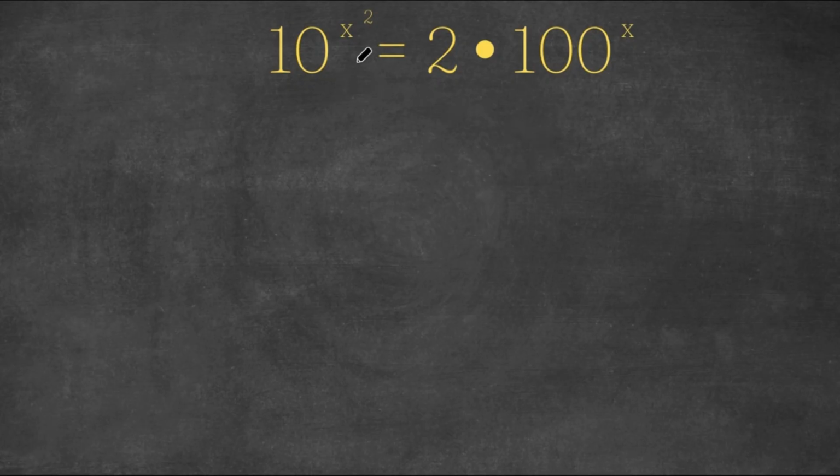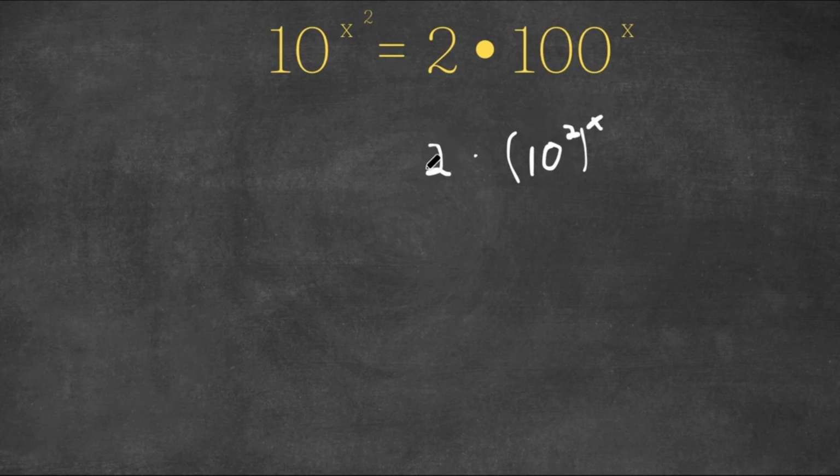In today's video, I'm going to be teaching you guys how to solve this exponential equation. So we have 10 to the power of x squared equals 2 times 100 to the power of x. Now, what I'm first going to do is rewrite 100 to the power of x as 10 squared to the power of x. So I simply replaced 100 with 10 squared.